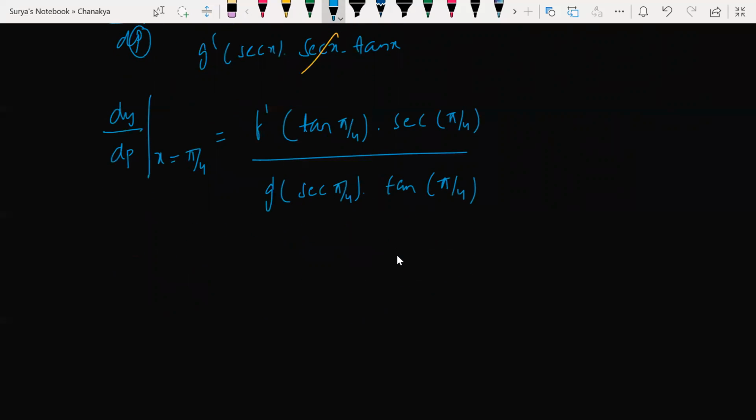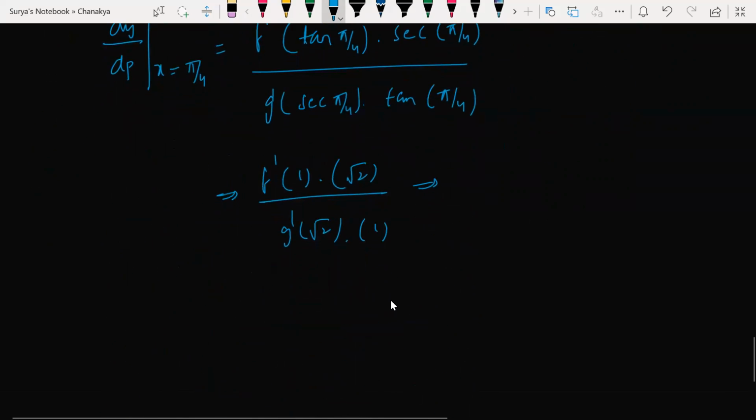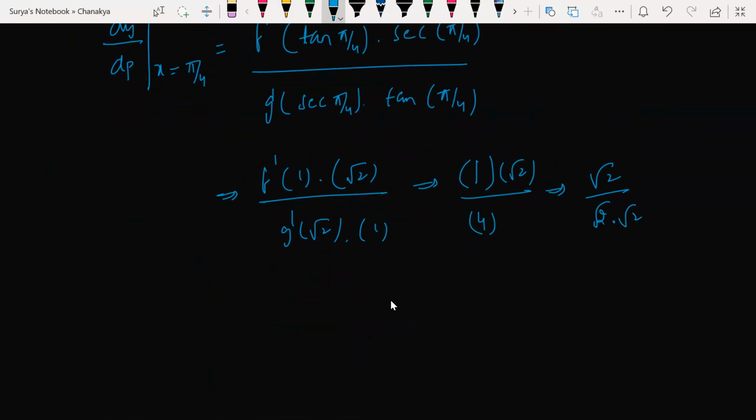All right. So f dash of tan pi by 4 is f dash of 1. Secant pi by 4 is root 2. Whole divided by g dash of root 2 into tan pi by 4, which is 1. F dash of 1 is how much given? If I substitute, f dash of 1 into root 2, divided by g dash of root 2, which is given as 4.